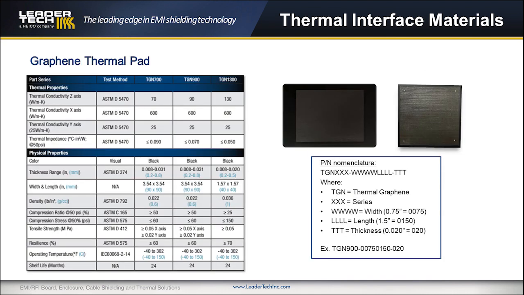Our second new high-performance thermal material is graphene thermal pads, or TGN 700, TGN 900, and TGN 1300, with thermal conductivities of 70, 90, and 130 watts per meter Kelvin respectively. Its high thermal conductivity makes it one of its most celebrated features. It can efficiently transfer heat at rates surpassing those of traditional materials like copper and aluminum. Its minimal thickness allows for the creation of ultra-thin and lightweight thermal management solutions that are crucial in modern electronics.